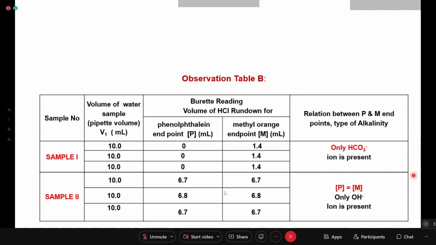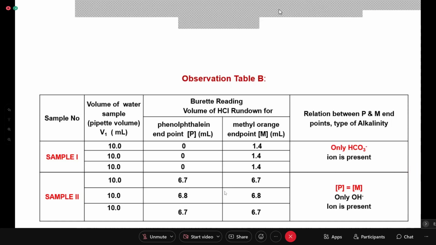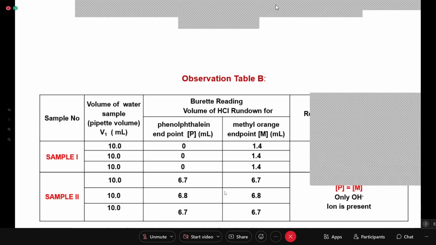Have you done the readings? How many of you are writing the readings? 28 are here.